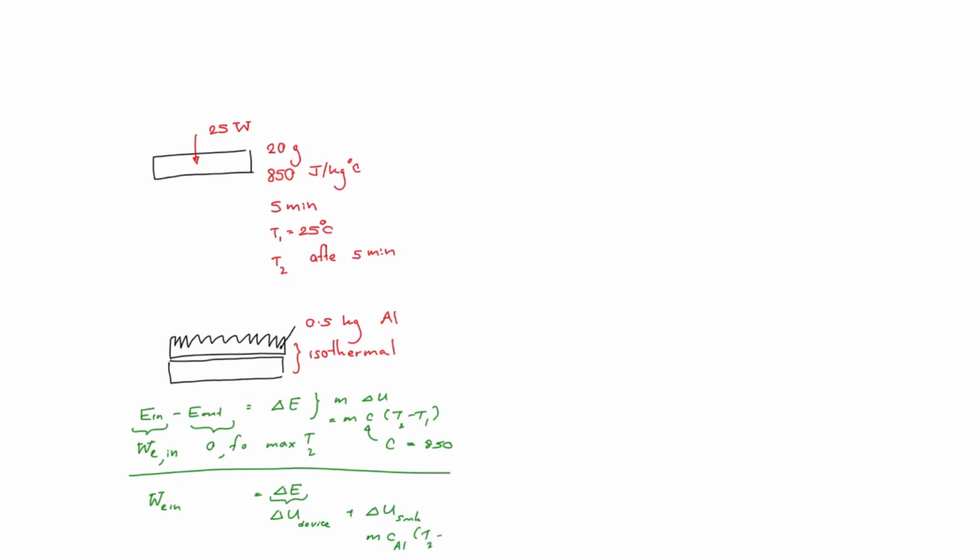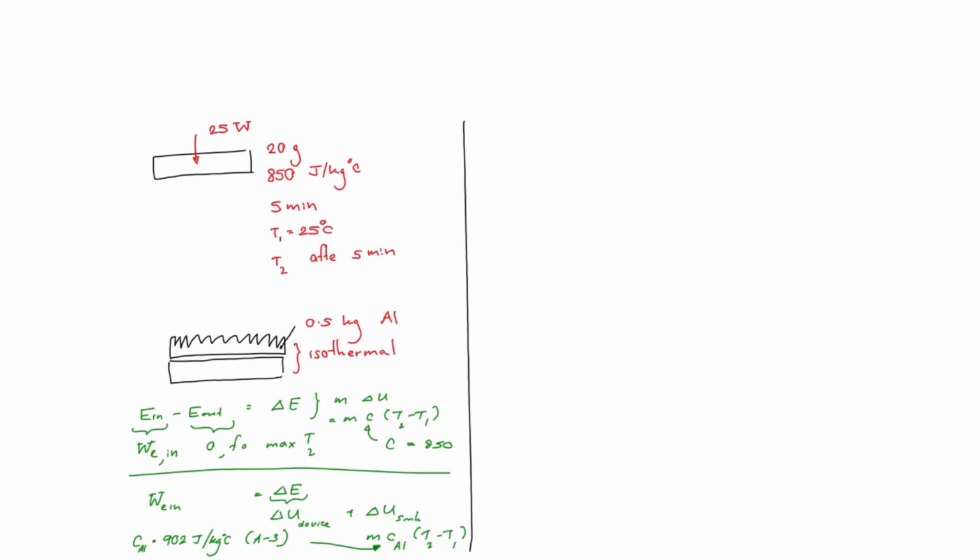Heat capacity of aluminium is not given. We have to find it from table A3. Table A3 lists heat capacities for many different substances and materials. So you can get the heat capacity of aluminium from table A3. Now let's solve this problem.